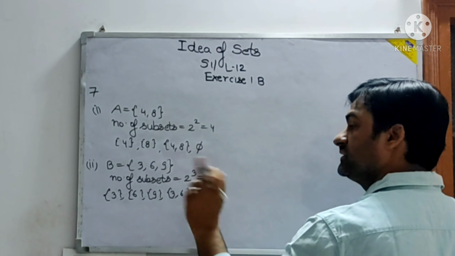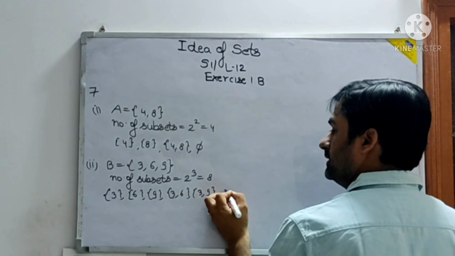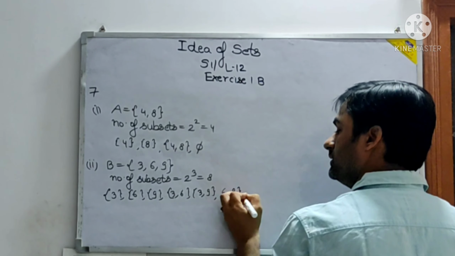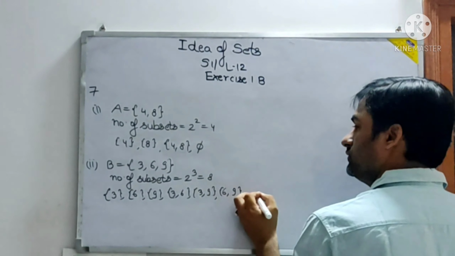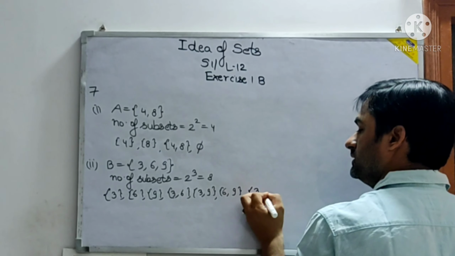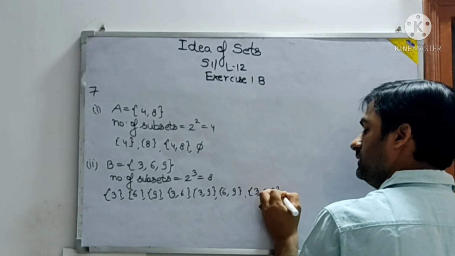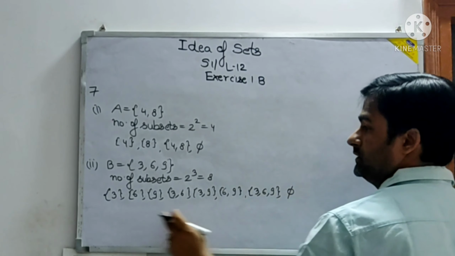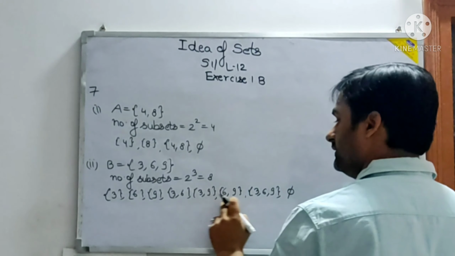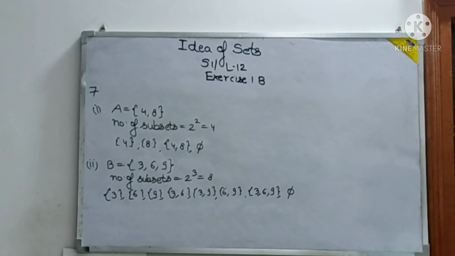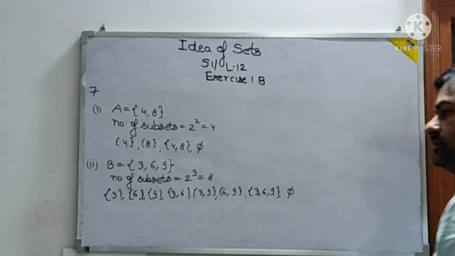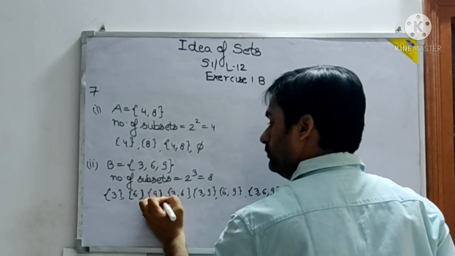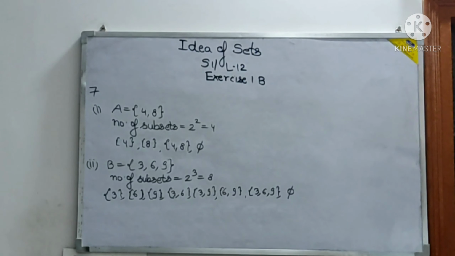And now 3, 6 and 6, 3 are same, so don't write like that. Then 6, 9, that is 1, 2, 3, 4, 5, 6. Then 7 should be 3, 6, 9 itself. And last is the empty set. So 1, 2, 3, 4, 5, 6, 7, 8. All 8 have come. Make sure you make the brackets properly, curly brackets. Put a comma between the subsets. These are all the subsets here.